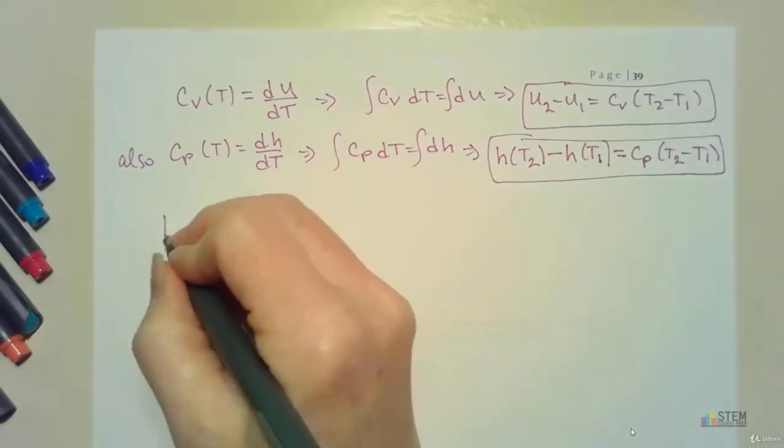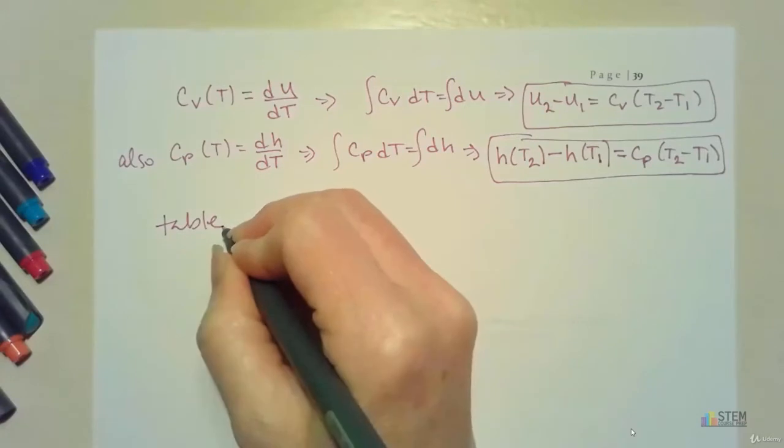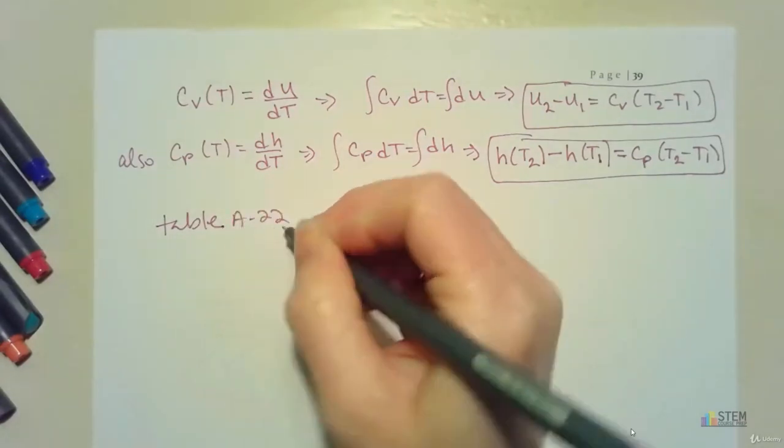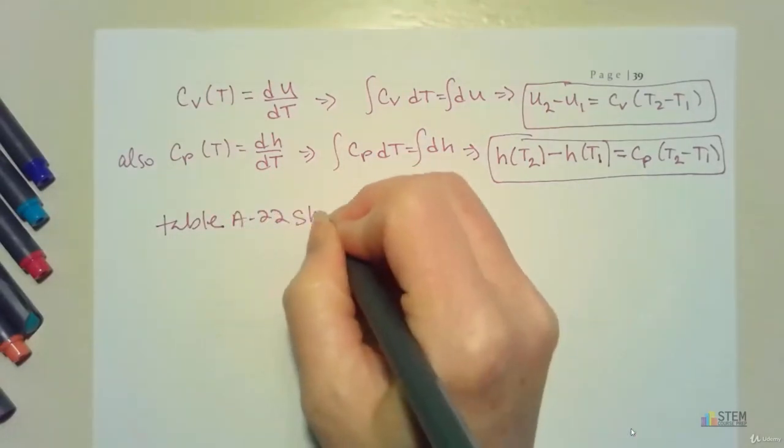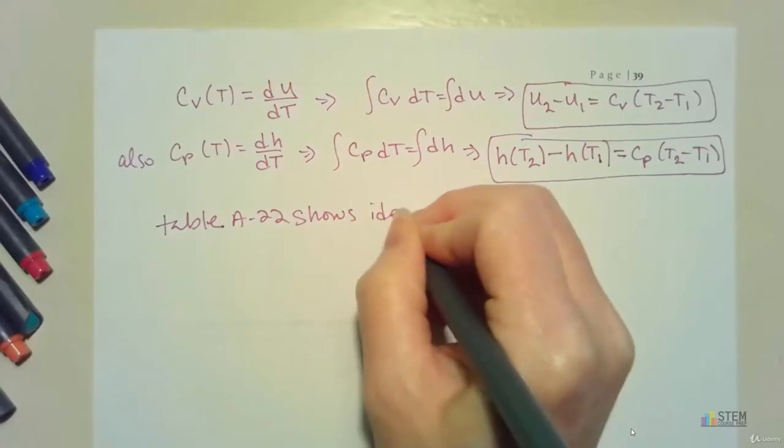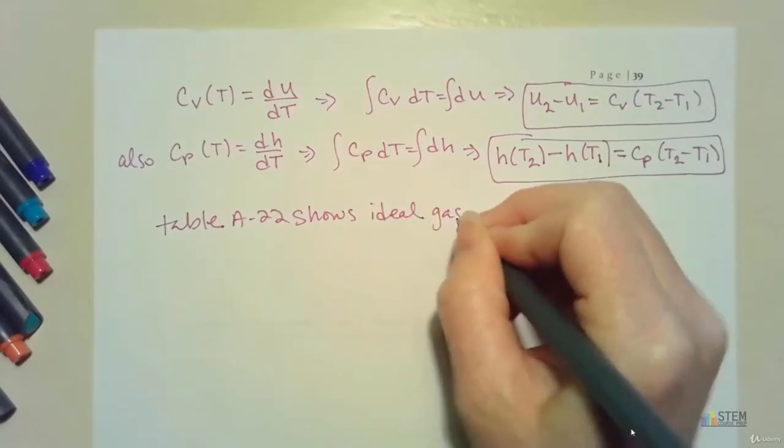And we are going to have a table that shows the ideal gas properties. This is going to be Table A-22 in the Moran book. And I'll pull it out and let you see it in just a second.